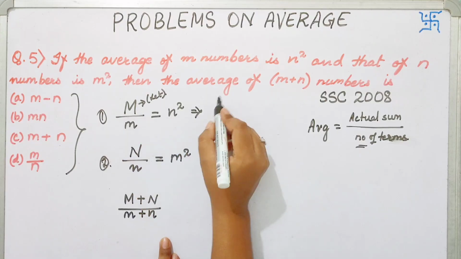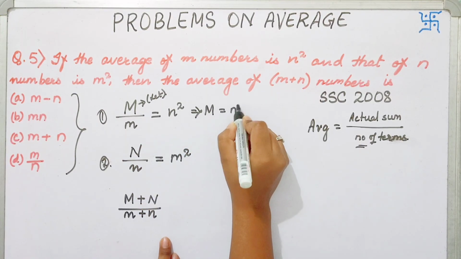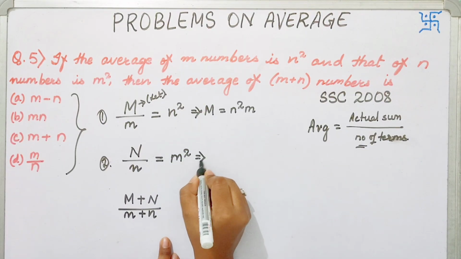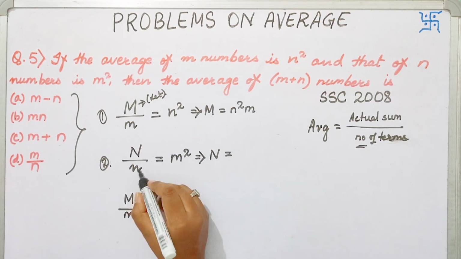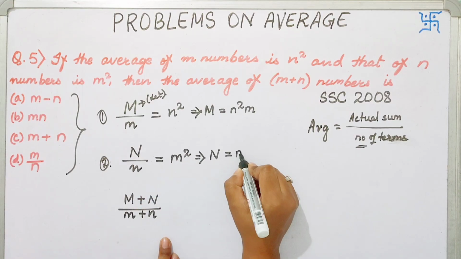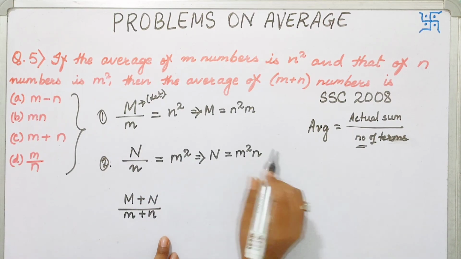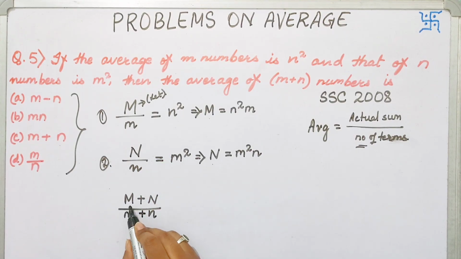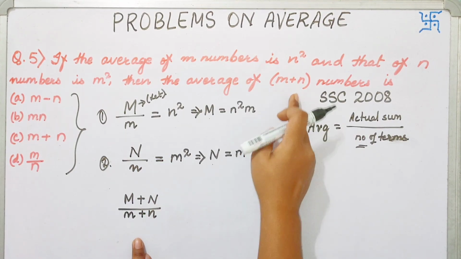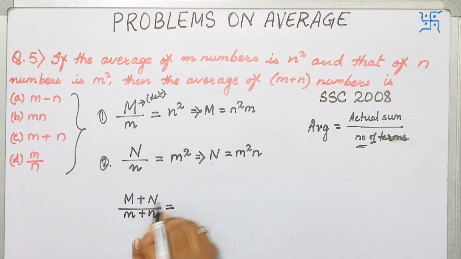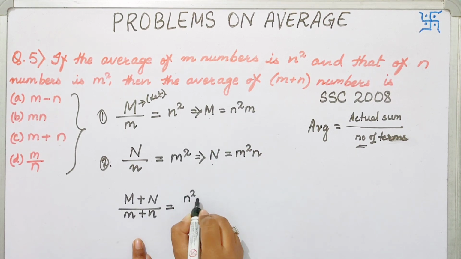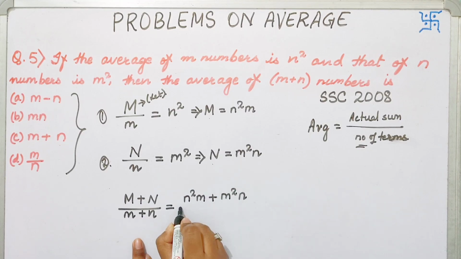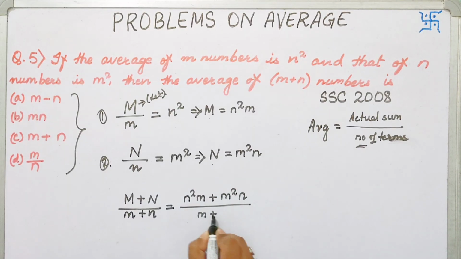Okay, fine. Now from these two equations, that is 1 and 2, let's move a bit forward. Over here we can find the value of m, which is n square m. Okay, this m will go and multiply to n square. The same way, value of n over here is m square into n. Fine. So we got the value of m and n from these two equations. Now we can put the value over here to find the average of m plus n numbers, equals to, what is the value of m? n square m plus n is m square n. Now we will divide that with m plus n.